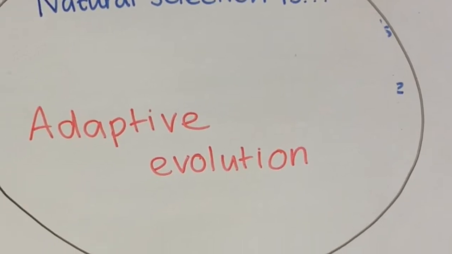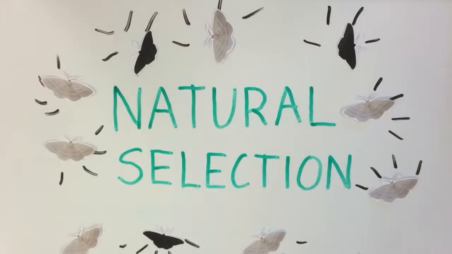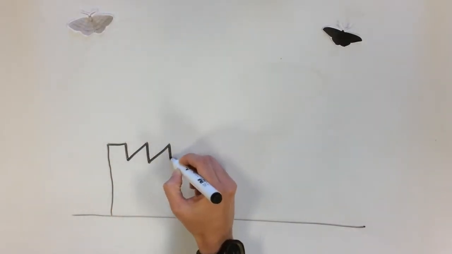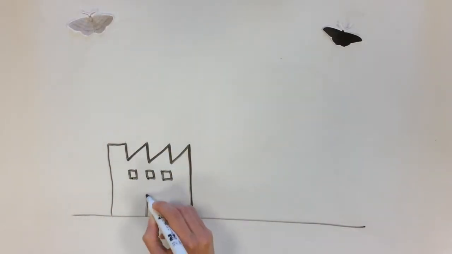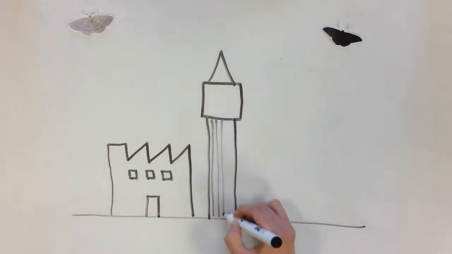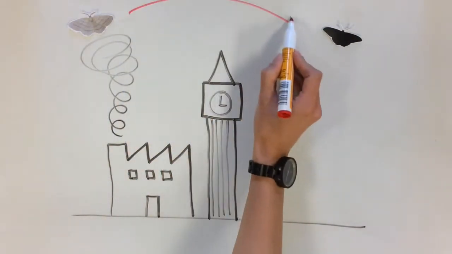Four postulates were described by Darwin that are necessary for natural selection to occur. Let's look at the peppered moth as an example. The peppered moth is found in England. The appearance of the peppered moth used to be light-coloured, but during the Industrial Revolution in the 1800s, they became dark-coloured. But how did this happen?